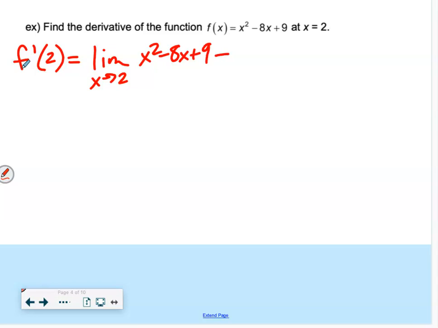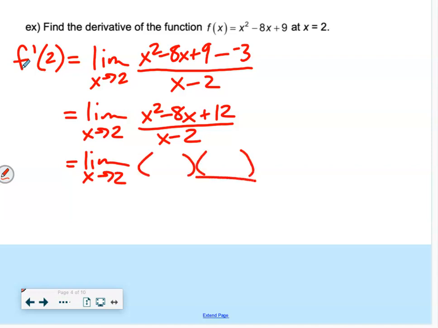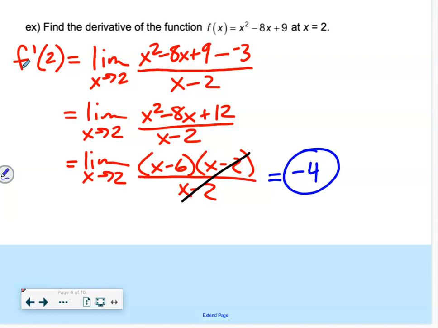minus f of 2. What's f of 2 when you plug in a 2? What do you get? -3. Is everyone okay with plugging in the 2? You get -3 over x minus 2. So just cleaning this up a little bit, x squared minus 8x plus 12. And then you factor. So you get x minus 6, x minus 2, over x minus 2. And then you plug in your 2 because we have canceled our common factors. And our answer is -4.